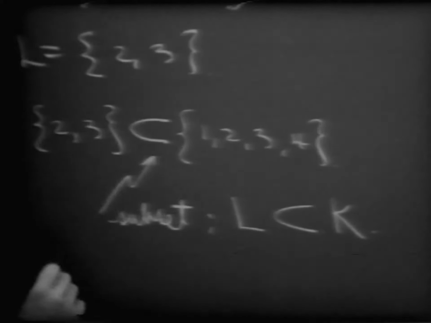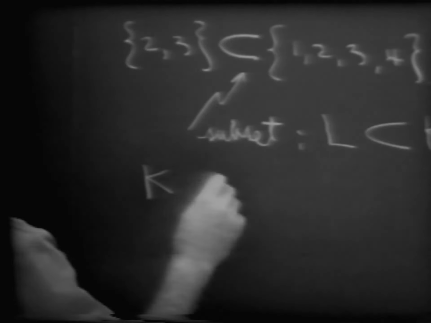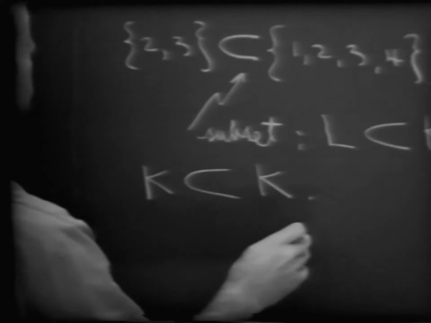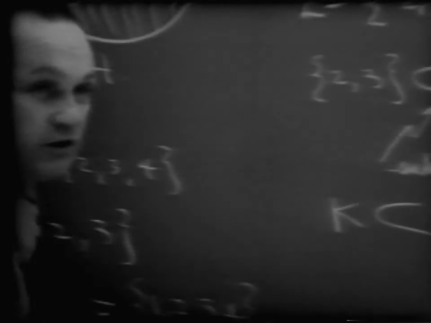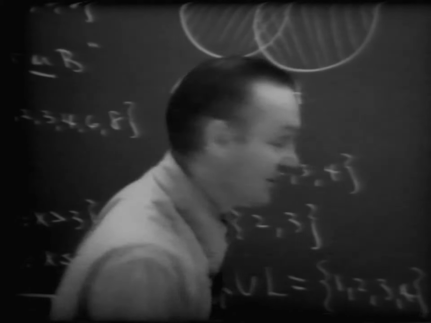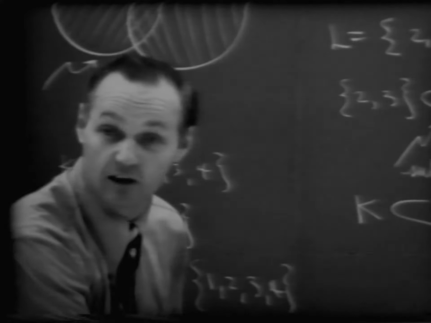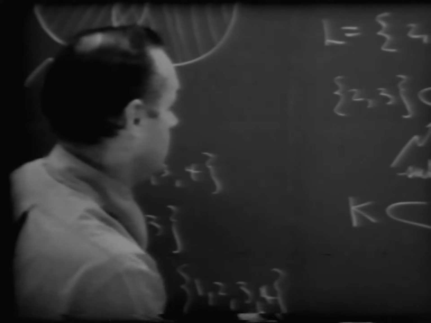By the way, suppose I looked at the set K, and is K contained in K? Is every element in set K also in set K? And Bob says, yes. So I think we can say that every set is a subset of itself, all right? Every set is a subset of itself.